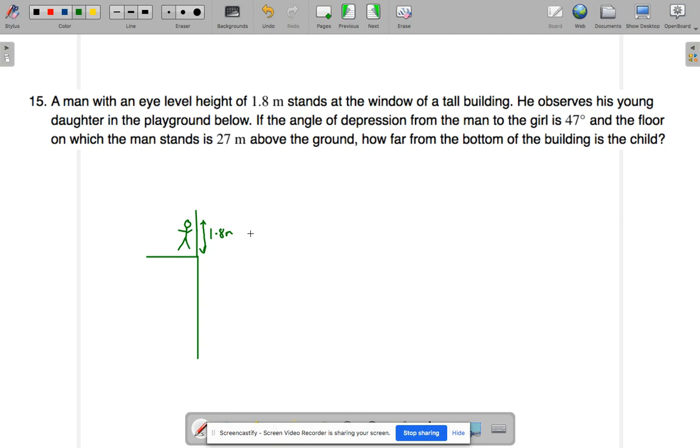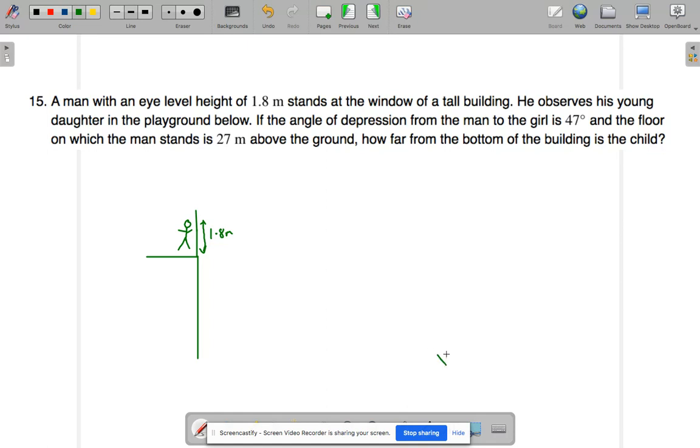He observes his young daughter in the playground below. If the angle of depression from the man to the girl is 47 degrees and the floor on which the man stands is 27 metres above the ground, how far from the bottom of the building is the child? So there's a lot of words there, right? So we need to sort out what's going on here. Right, so let's have a look here.